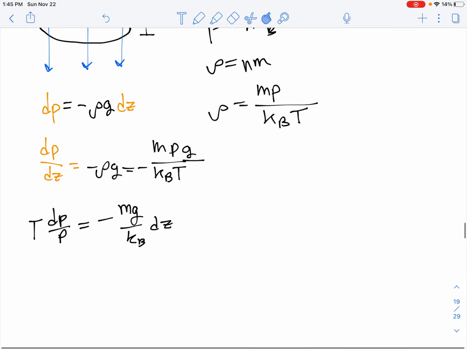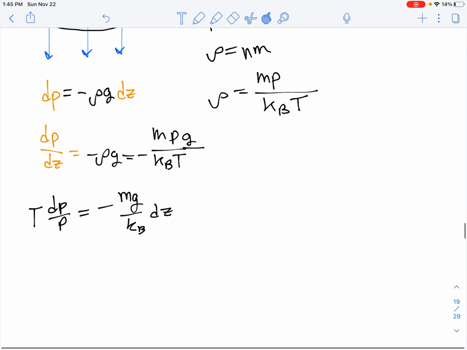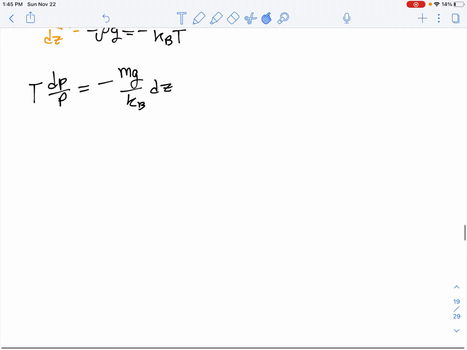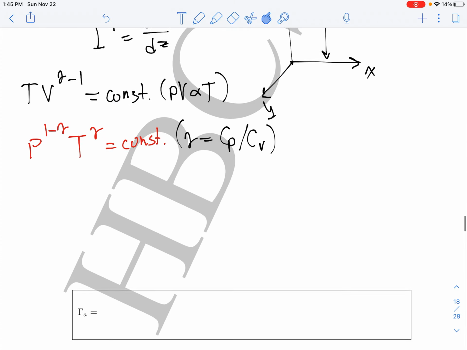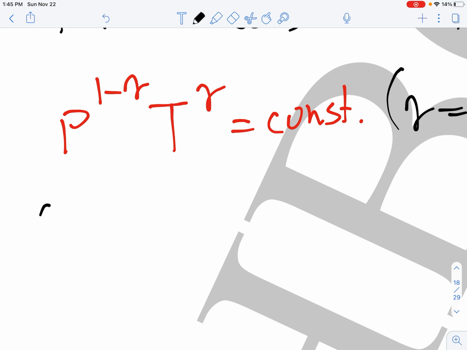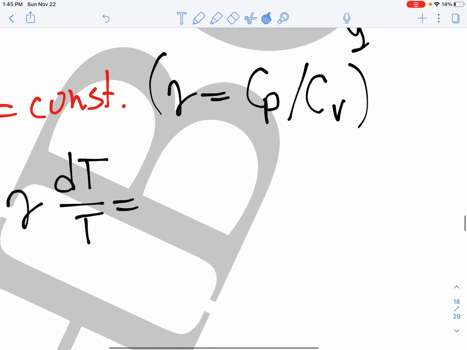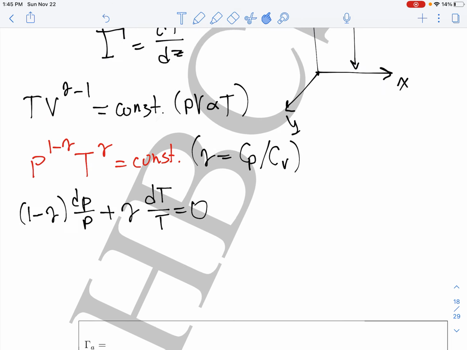You may be wondering why I wrote this like this, but it'll become clear once I write the next thing. Remember that I said P^(1-γ)T^γ is a constant. So if we differentiate this, we know that (1-γ) dP/P + γ dT/T is going to be 0 upon differentiating.